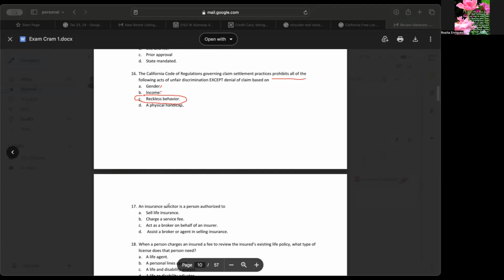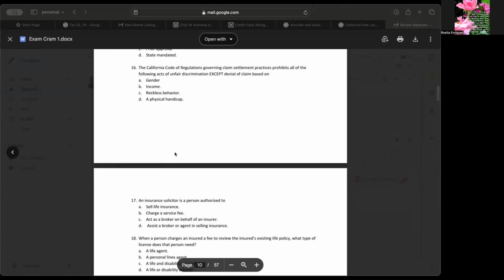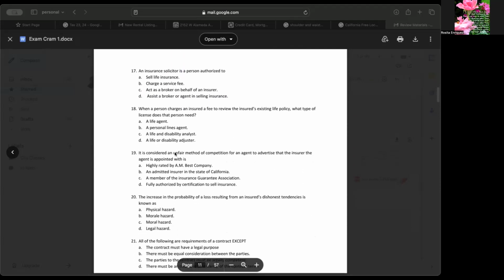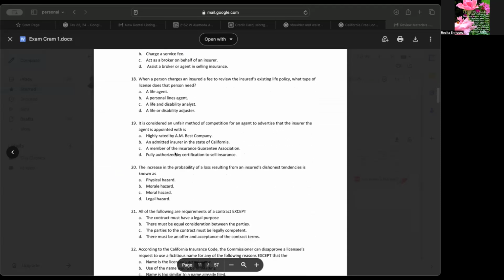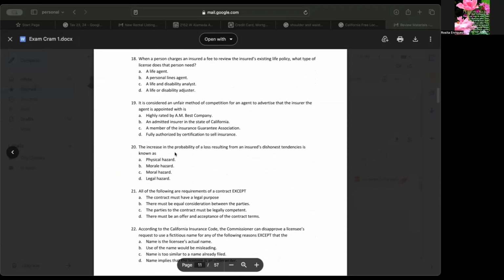Number 17, an insurance solicitor is a person authorized to do what? The insurance solicitor is a person who assists a broker. So it's letter D, assist a broker or agent in selling insurance. Very good. I hope this is being helpful to you, and I hope you will pass your test the first time. Yes. Let's go to number 18.